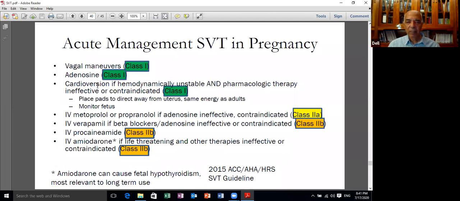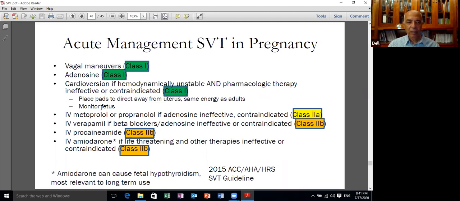Don't allow the lubricant to pull on the abdomen and conduct electricity to the uterus. Use the pads away from the uterus and monitor the fetus.